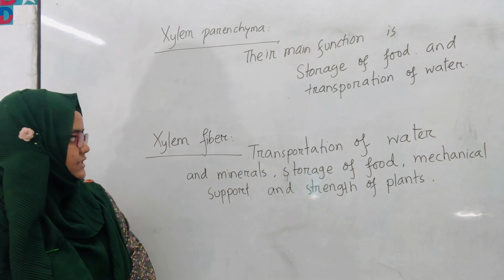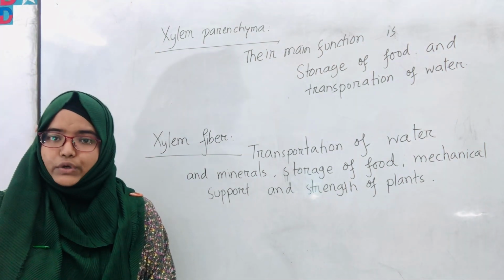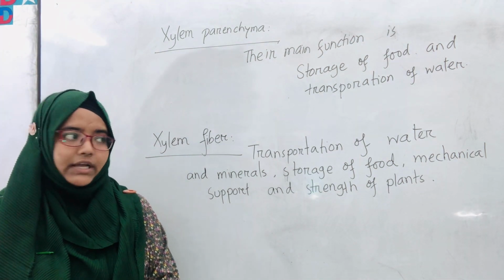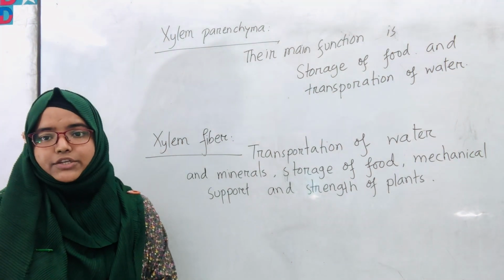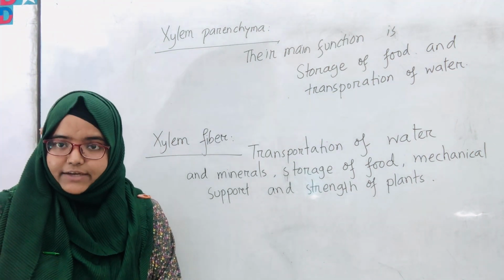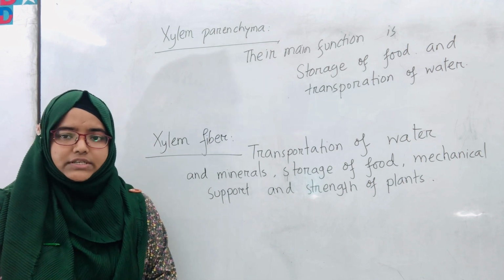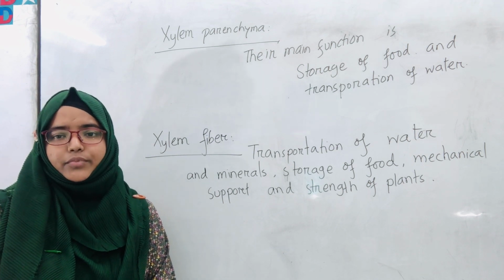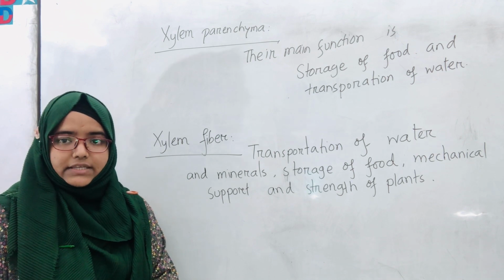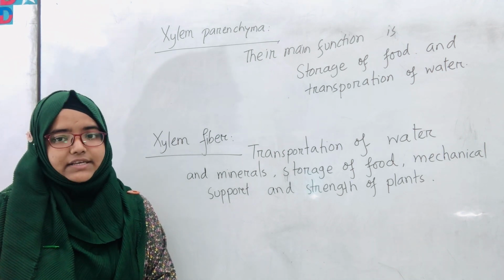Now if you talk about xylem fiber, it is also known as wood fiber. Xylem fiber is mainly found in the dicot plant. The mature xylem fiber, or this type of cell, does not contain any type of protoplasm, so they are dead. The mature xylem fiber cells are dead cells.